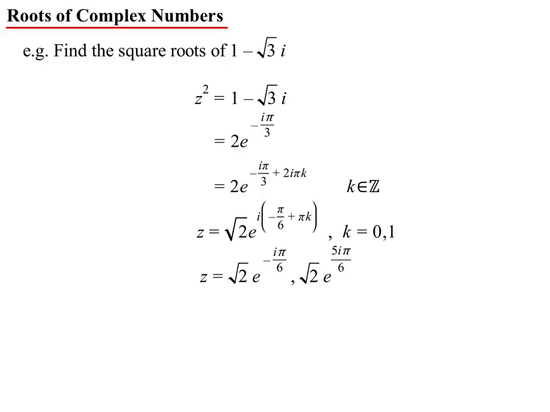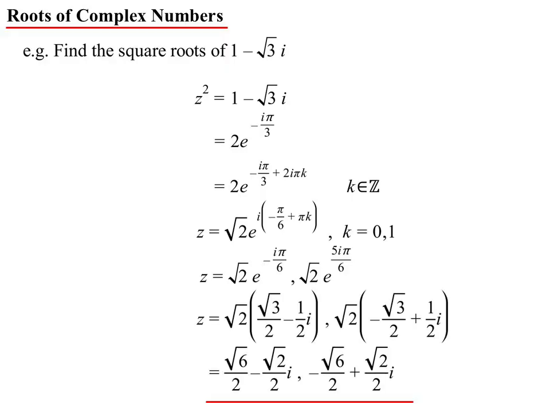If I want the actual number, then we can go back, well, first we go mod arg, but then put it into Cartesian form. We've got our answer for the square roots. Let's look at some HSC ones.